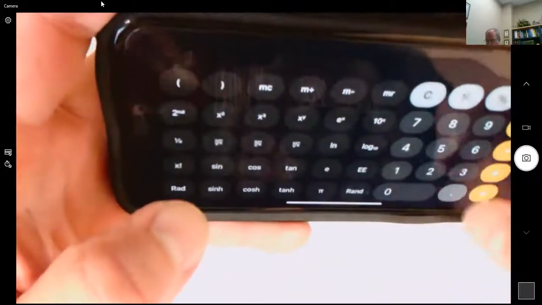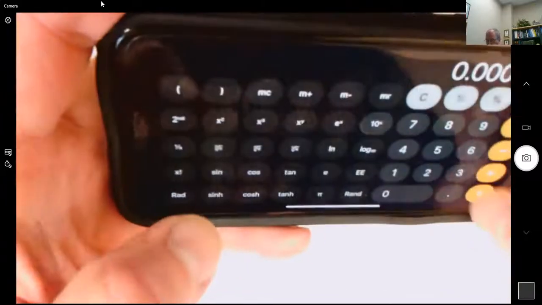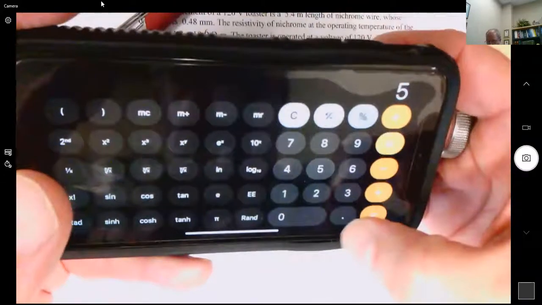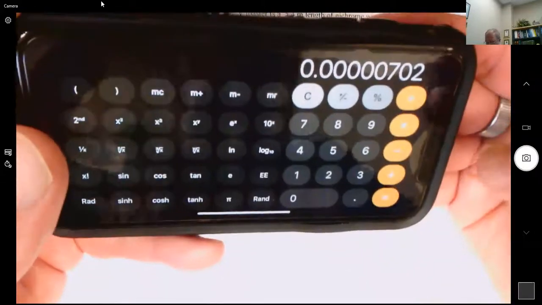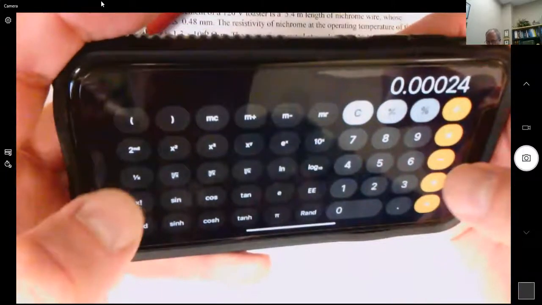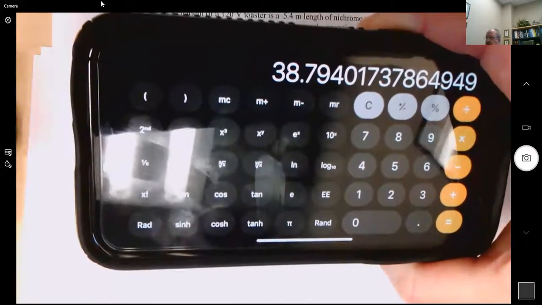So we take 1.3 times 10 to the negative 6, times 5.4, which is the length, divided by 0.00024, which is the radius, squared, times pi. And that gives me about 38.8 ohms.